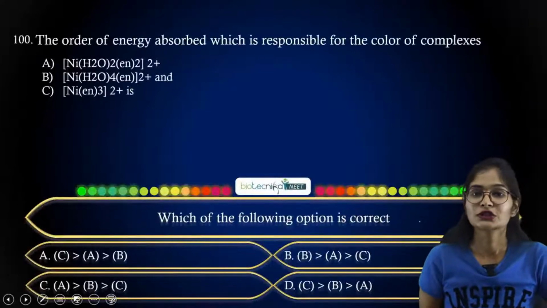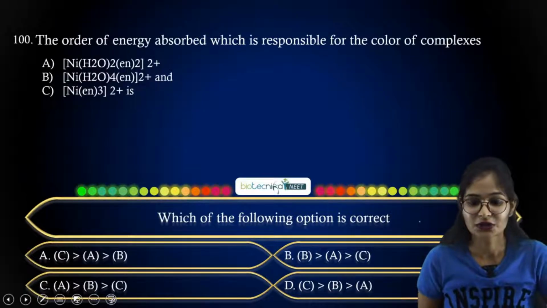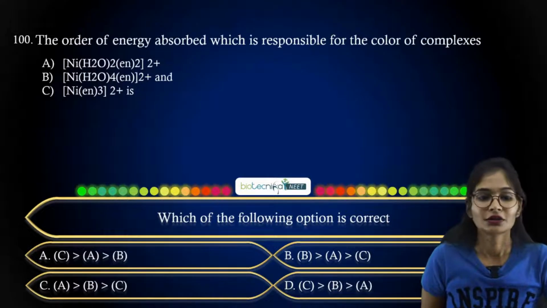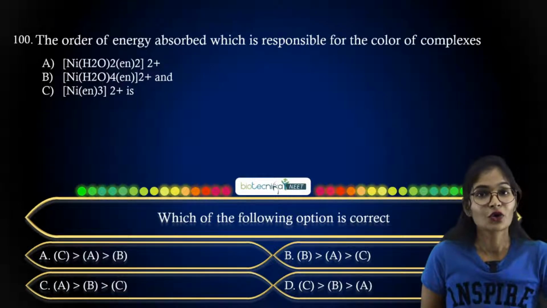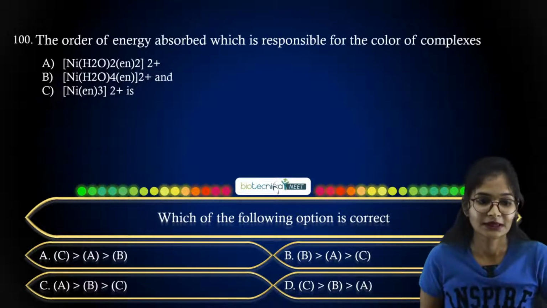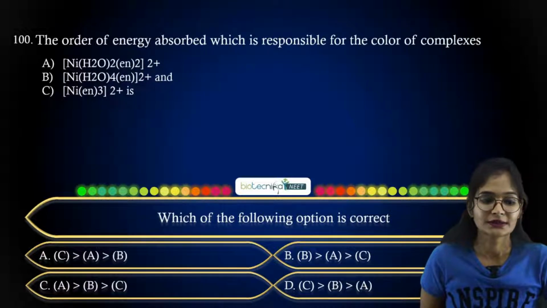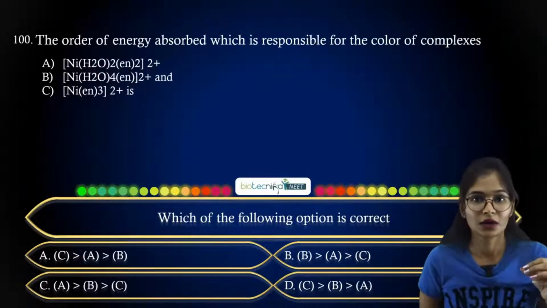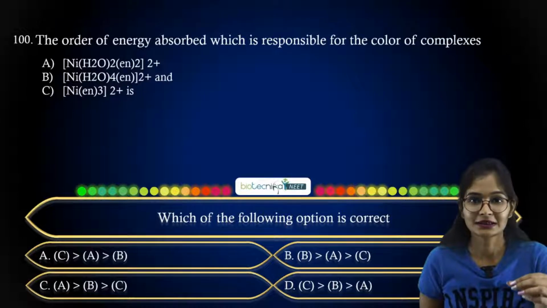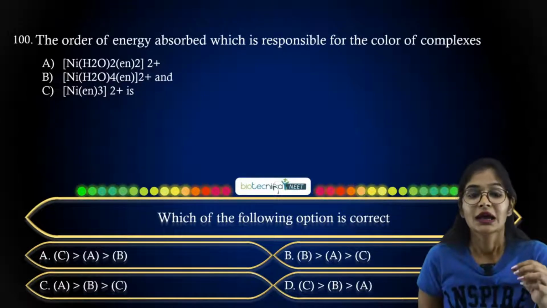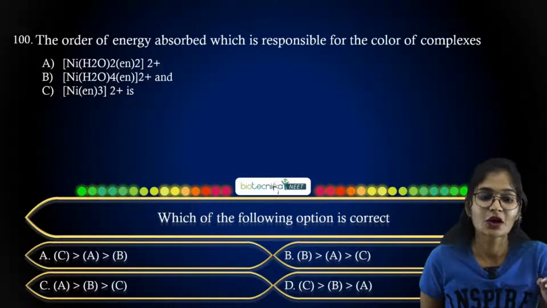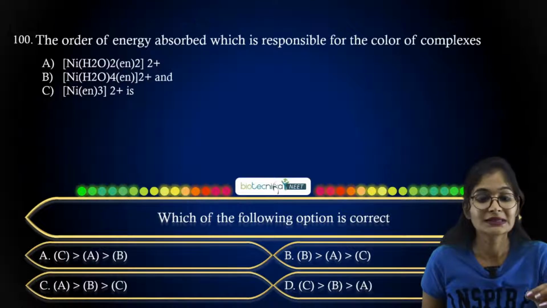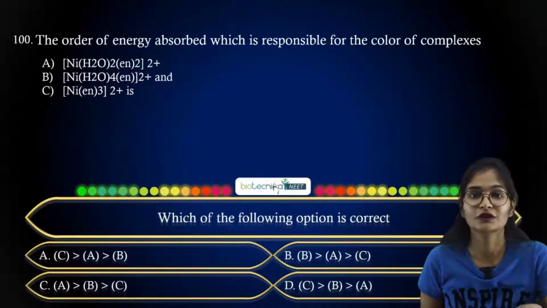Now coming to your next question, the last question, with respect to the order of energy, which is mainly asked in coordination complexes. They have given three complexes A, B and C, where only the water ligand and the ethylenediamine ligand are given. Now the question follows like this: the order of energy absorbed, which is responsible for the color of the complexes.